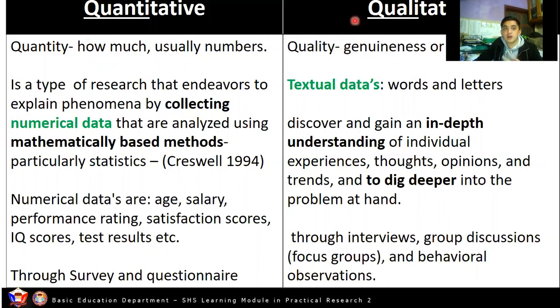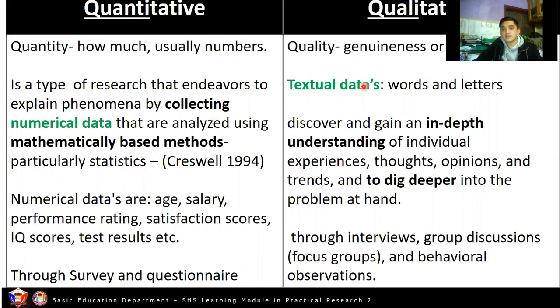So I am pointing out two concepts here. There are two types of research: quantitative research and qualitative research. There are two directions here. For quantitative, it refers to numbers, quantity. For quali, it refers to the genuineness of a particular object. Now, as we accelerate further, for quantitative, we are using the definition of Creswell: a type of research that endeavors to explain a phenomena by collecting numerical data, numbers ang pinag-uusapan, that are analyzed using mathematically based methods, particularly statistics. So it involves now the statistics. That's the reason why PR2's prerequisite is statistics and probability. That is according to Creswell of 1994.